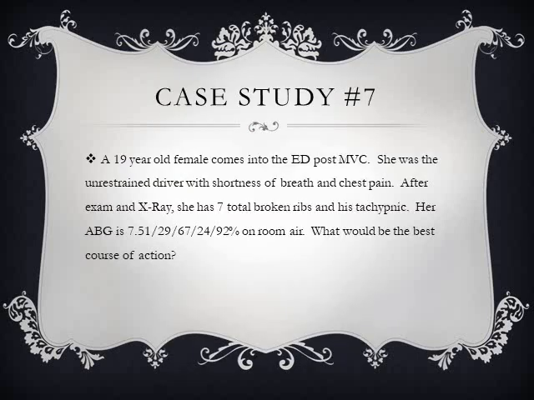So case study number 7. A 19-year-old female comes into the ED post-MVC. She was an unrestrained driver with shortness of breath and chest pain. After exam and x-ray, she's got 7 broken ribs with tachypnea. Here's an ABG on room air. What's the best course of action for this patient?